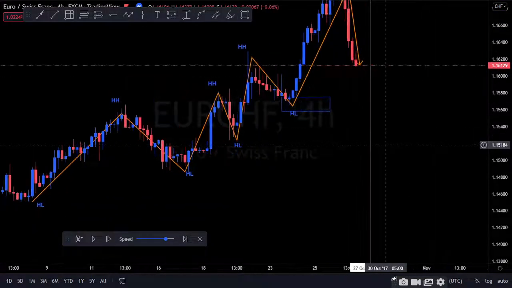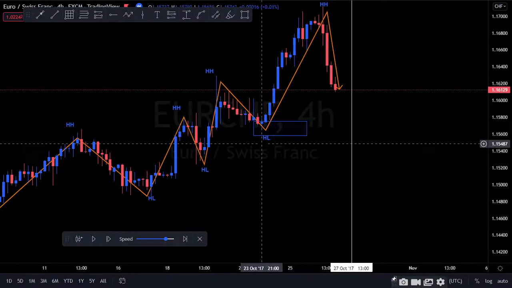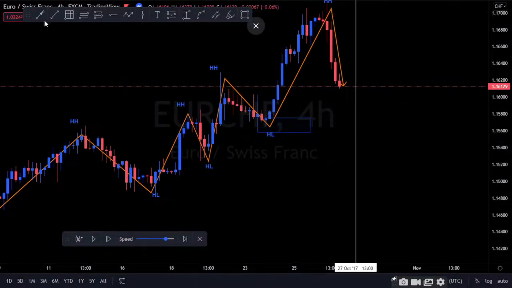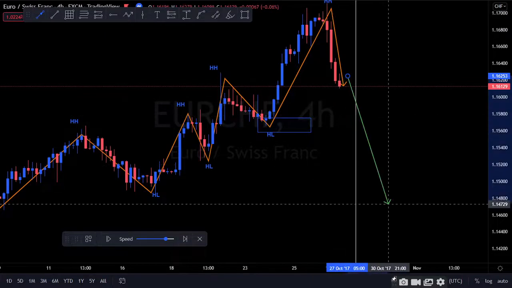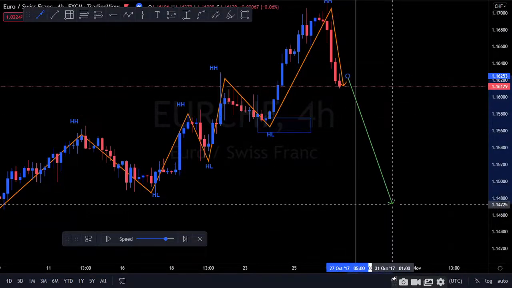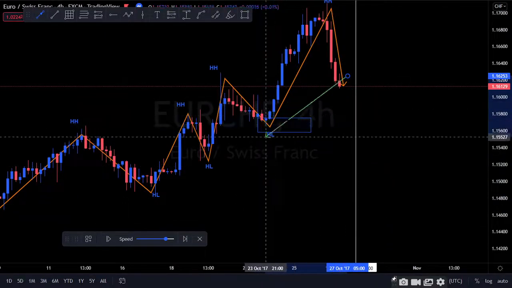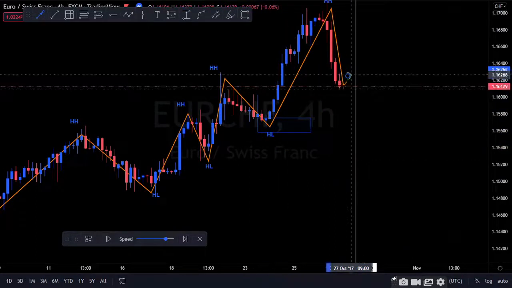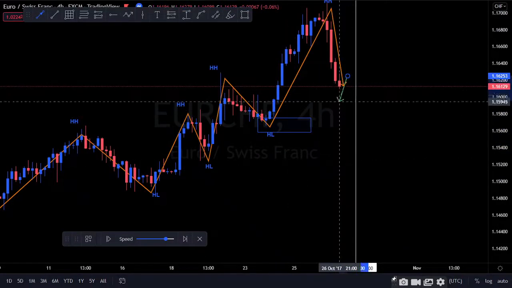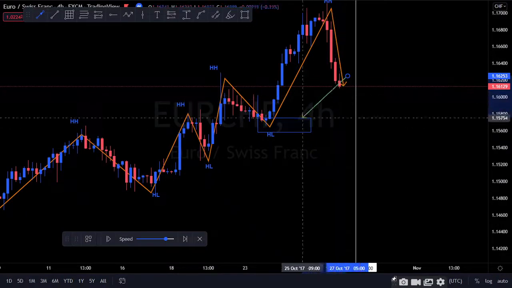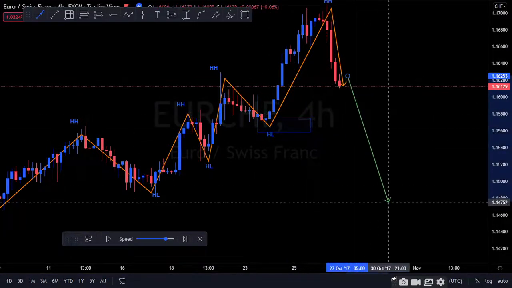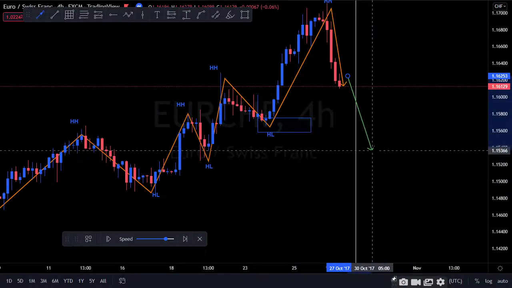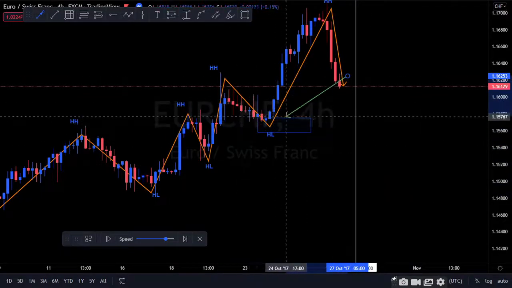This is the most important zone. So I told you that if the market breaks this part, it means that we've changed from bullish to bearish, because this is the last lower low. This one is still running, it's not confirmed, so you cannot call it a lower low. The one here is the last lower low. So if the market breaks this, it means that we've changed from bullish to bearish. Until then, the market is still bullish.